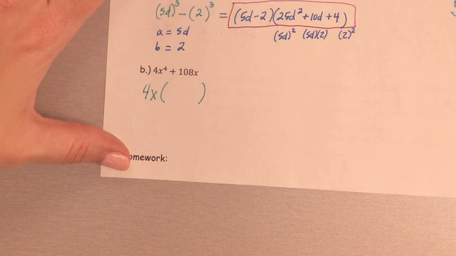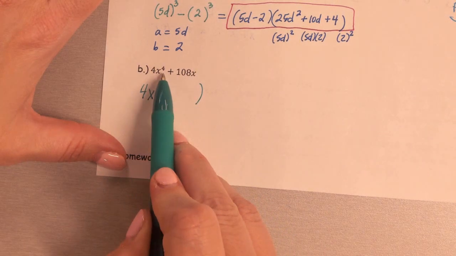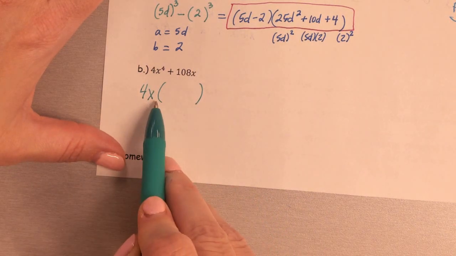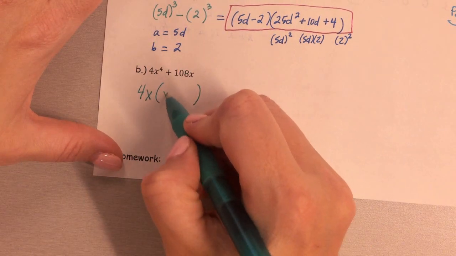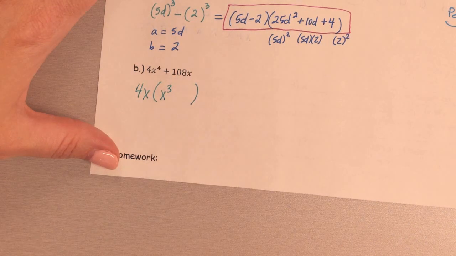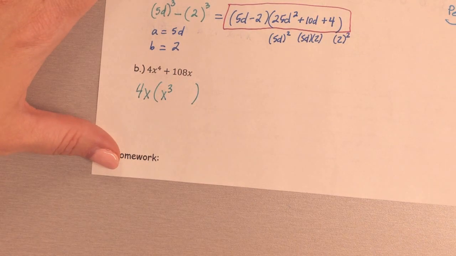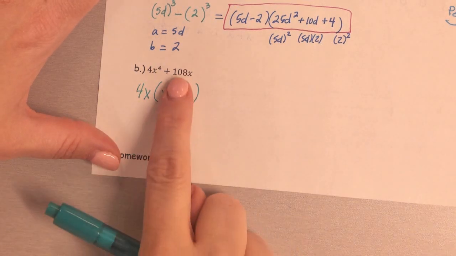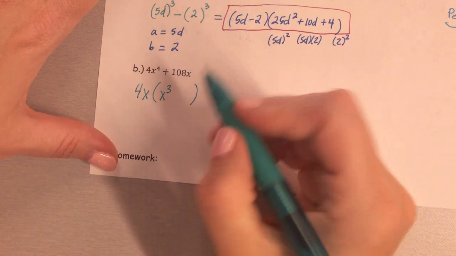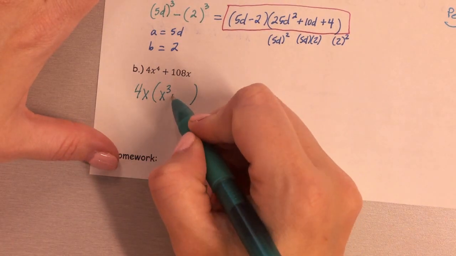and then you're dividing. So 4x to the 4th divided by 4x is just going to be x to the 3rd, which is a very good sign when we're working with the sum and difference of two cubes. Okay? And then, Luke, what do we get when we do 108x divided by 4x? 27. So plus 27.